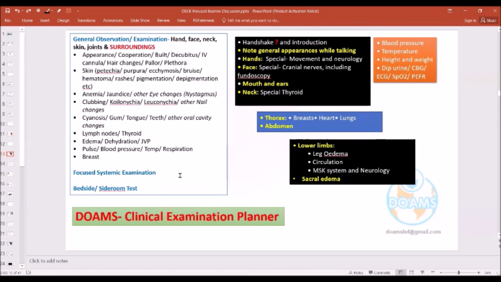Now come to the clubbing. Important? Yes, it's related. Already discussed. Koilonychia, leuconychia, and other nail changes. Important here? Directly? No. Not much. Now come to the cyanosis, gum changes, tongue, teeth, other oral cavity features. Relevant? Not much. But if there is vitamin B12 deficiency, the tongue may be important. Is the tongue important?